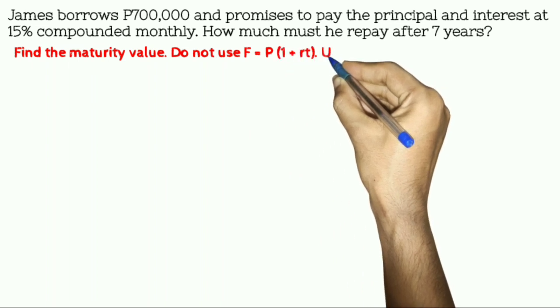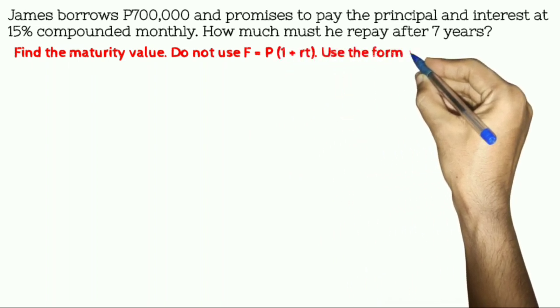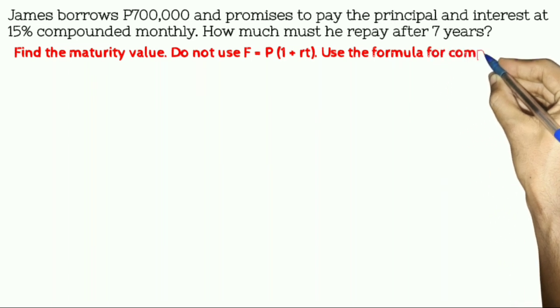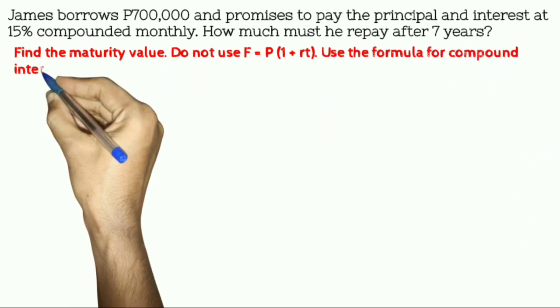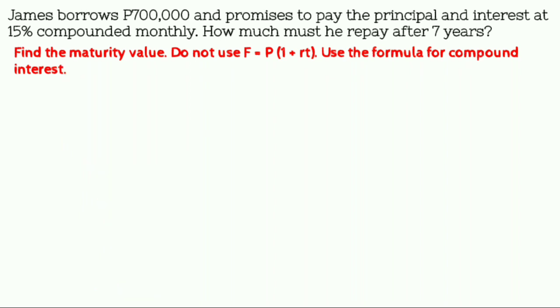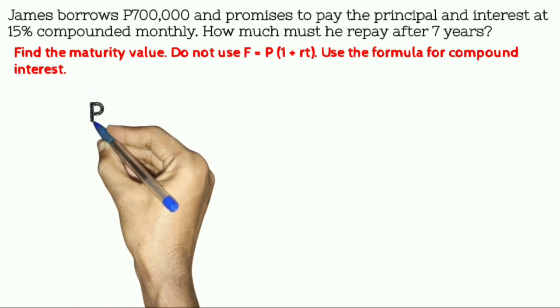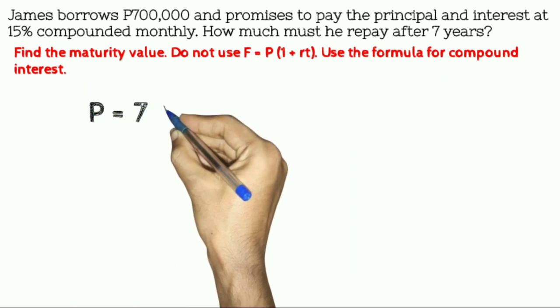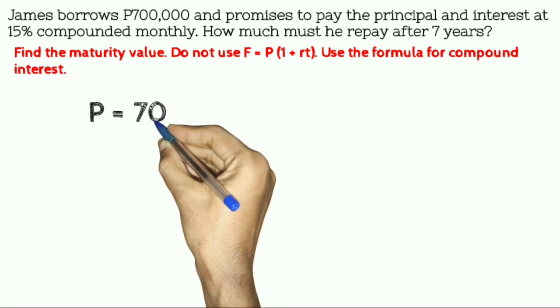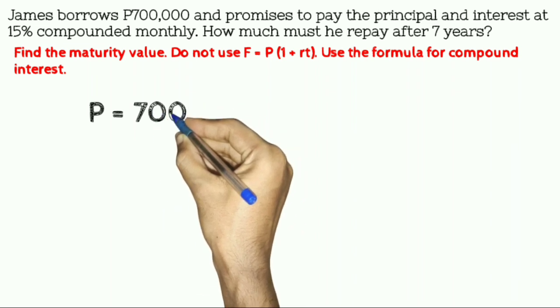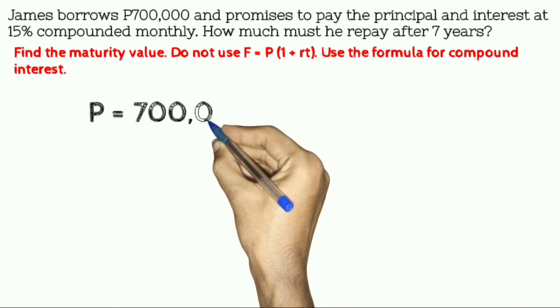Kasi yung formula na yon is for simple interest. We will use the formula A is equal to P times the quantity 1 plus R over N raised to the power of NT. A stands for maturity value or future value or accrued amount. P stands for the principal or present value. R is the rate of interest. N is the number of times the interest is compounded per year. And T is the time in years.